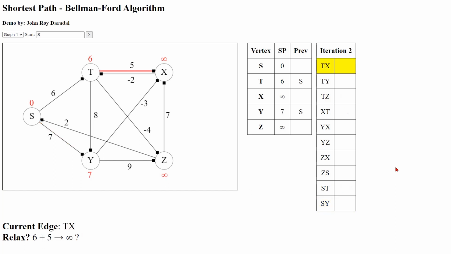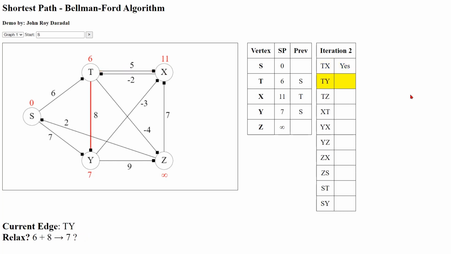We'll continue. How about Tx this time? Can we relax it? Well, this time we can because T's value is no longer infinity. So 6 plus 5, which is 11, is better than infinity. So we will relax this one. So x becomes 11, previous of t.